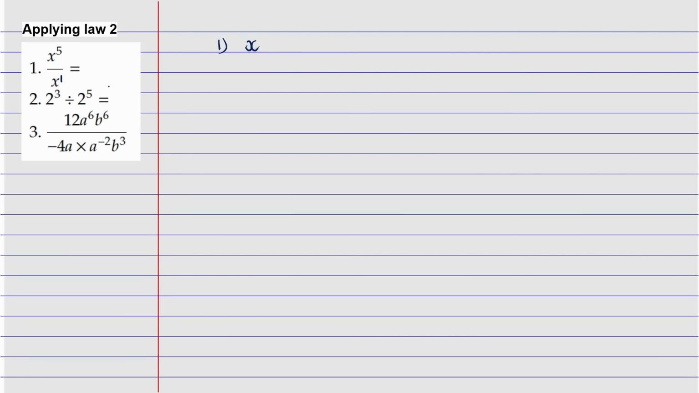This is the same as to the power 1, right? So this is going to be 5 minus 1, which is going to be the same as x. Then 5 minus 1 is going to give you 4, so it's going to be x to the power 4, right?